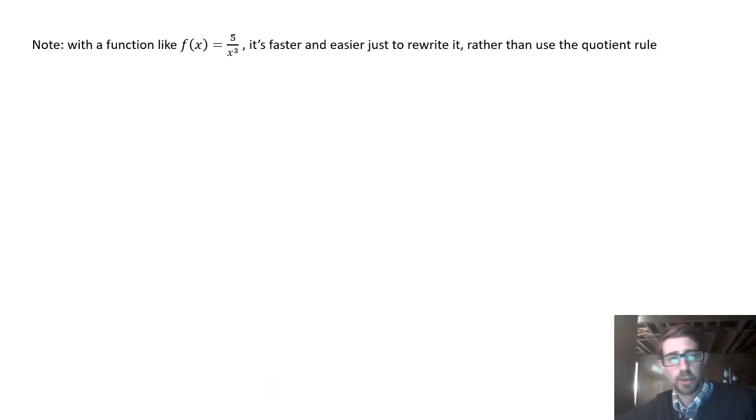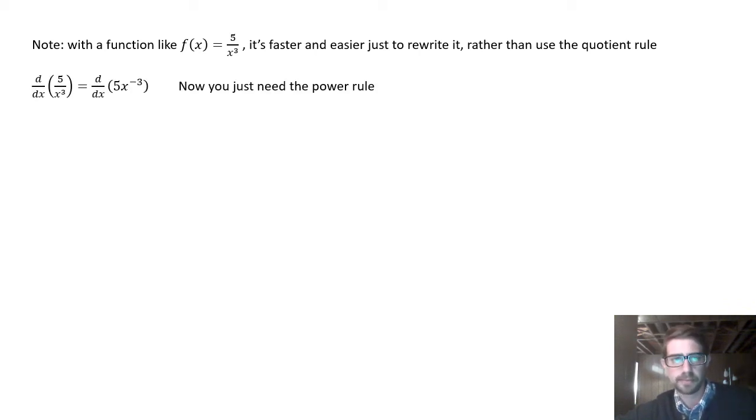Word of warning on the quotient rule, it's tempting to use it on something like this because it is a quotient and it would work. But again, don't. Just do what we said before with just power rule stuff. 5 over x cubed is the same thing as 5x to the negative 3. And the derivative of 5x to the negative 3 you can do in your head, right? It's just negative 15x to the negative 4.